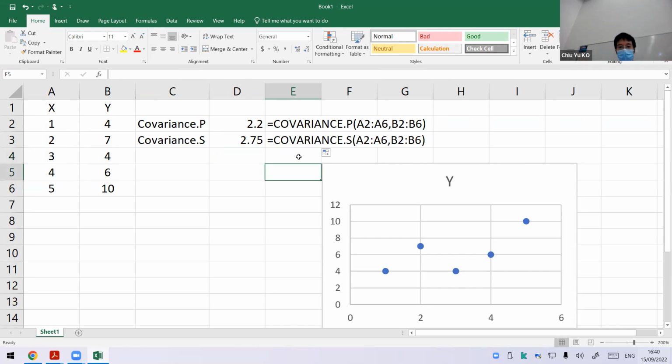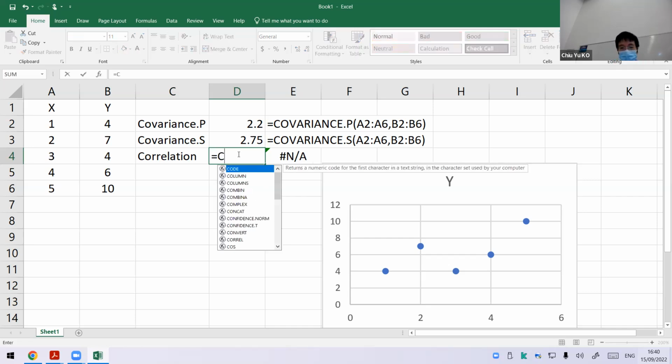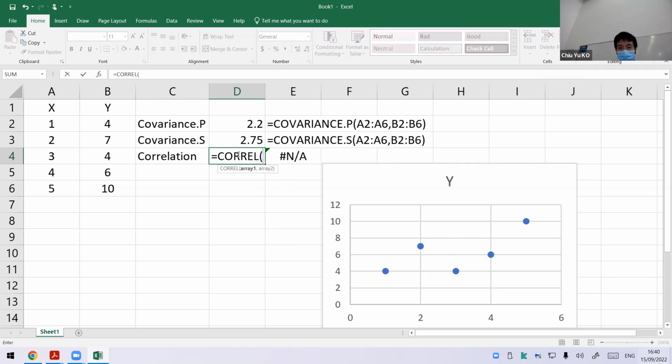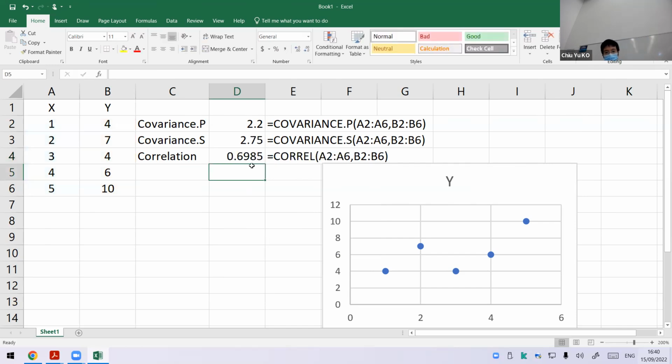Is that okay? The last thing I want to show is correlation. And we know correlation does not have anything related to population or sample, right? There's only one single formula. That would be very simple. It would be just CORREL, again A2 up to A6, comma, B2 up to B6. So that gives you almost 0.7 correlation coefficient.